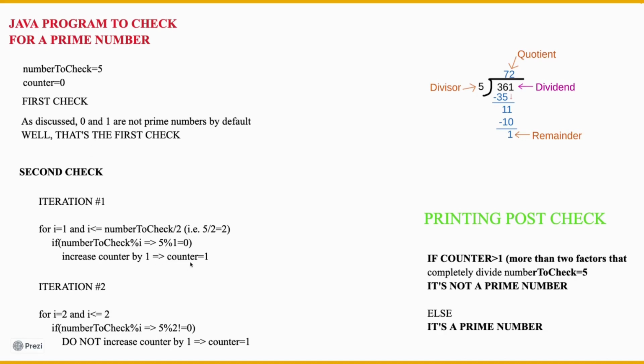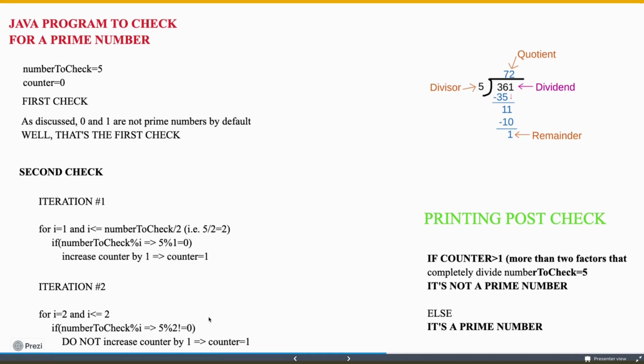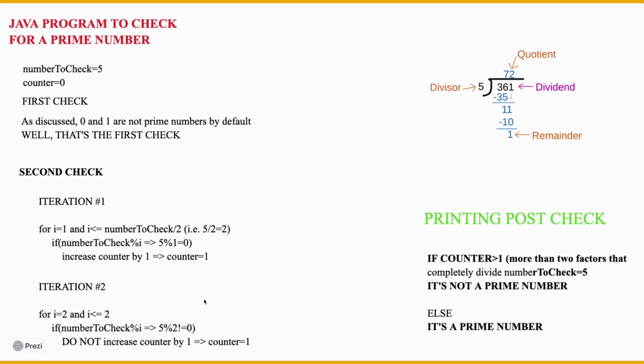Right? Now again, let's go to the second iteration. In the second iteration, it will become I is equals to 2. Right? So now, is 2 less than or equals to 2? Of course it is, right? So let me go to the if condition that we discussed in the previous iteration. So 5 modulo 2 is not equals to 0, because if you keep 5 here and if you keep 2 here, 2 2s are 4 and remainder will be 1, right? So it is not equals to 0. That is, the remainder is not equals to 0. So the counter will not increase by 1. So now also the counter remains 1.